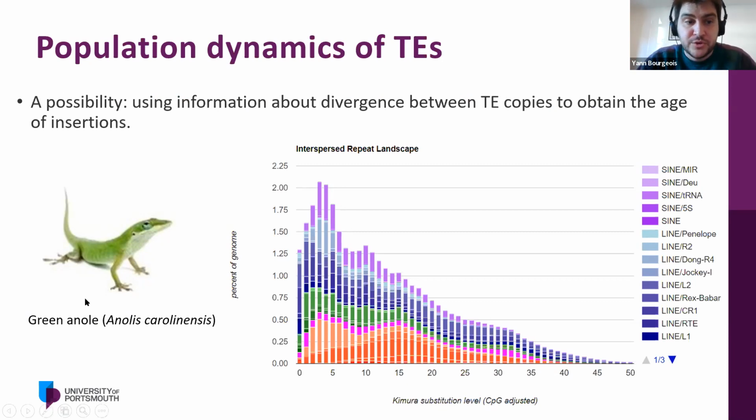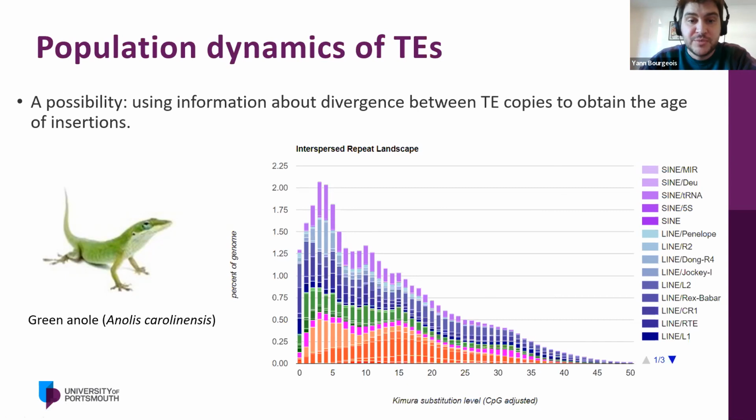So here, for example, we are looking at the green anole. I'm going to tell more about this species later. The different bars correspond to different types of elements, so SINEs or LINEs. And what you can see here on the x-axis is an estimate of the substitution level. So what you do is create a consensus for each of those different subfamilies, these different clades, and you look at how divergent the TEs that you observe along the genome are compared to this reference. And this gives you an estimate of the dynamics of TEs.